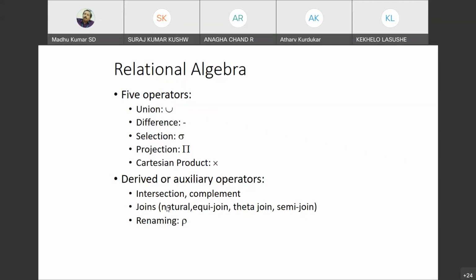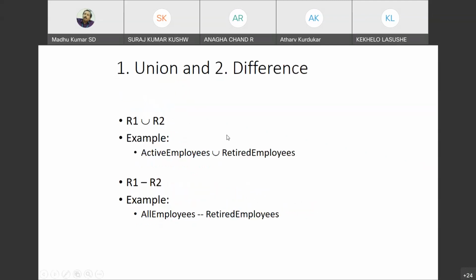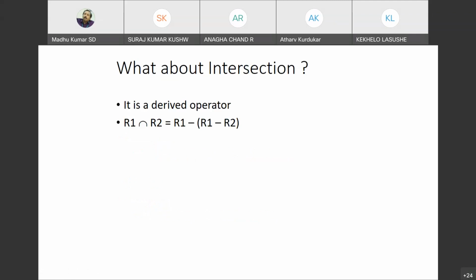So here we know that union is a binary operator. You take the union of two tables. So you have a table of employees and you have a table of retired employees. When you take the union of these two, you get the full list, and you have the difference also: R1 minus R2, all employees minus retired employees, will give you the current set of employees.